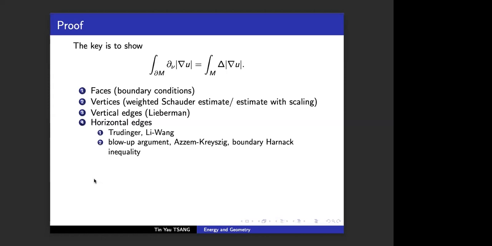By a result of Li and Wang, it turns out that it is merely Lipschitz. Actually, sorry, slightly better than Lipschitz. It is classically differentiable, Lipschitz, but not C^{1,α}. So we have to use a blow-up argument, with a contradiction to asymptotic regularity results in the boundary height inequality. We can tell that the integral still makes sense when we approach the horizontal edges.